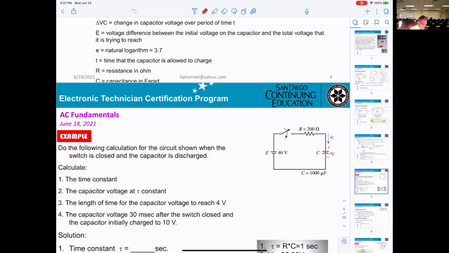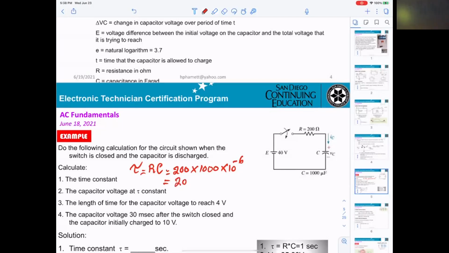Okay, make sure you get the time constant: R times C. 200 ohms times 1,000 microfarads is 200 milliseconds. 1,000 times 10 to the minus 6. Okay, what is it equal to? 200 milliseconds. You get 200 milliseconds. Correct. Hey, Mike, did you get the same thing? Yes, agree. Okay, that means we try to make sure we get the right answer.